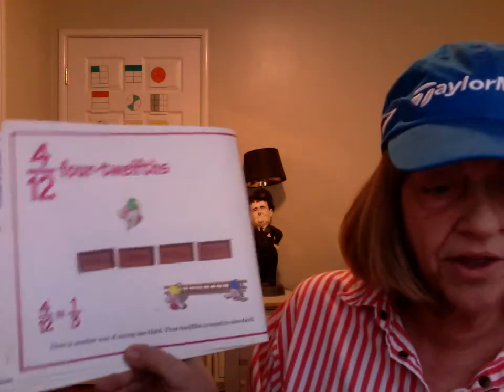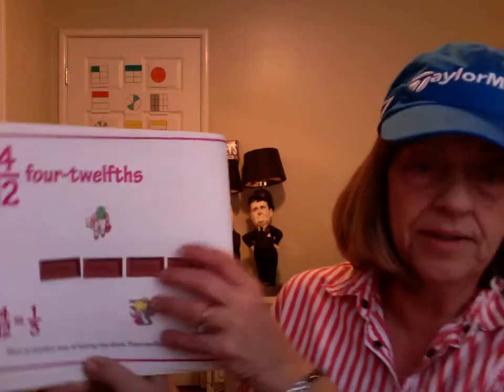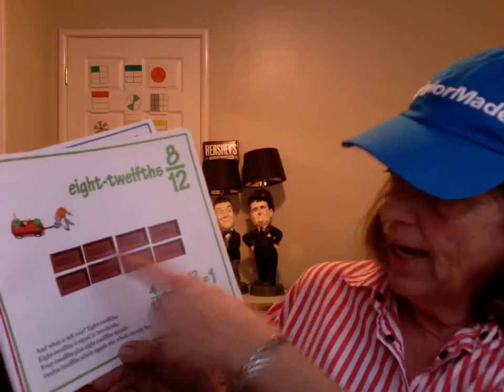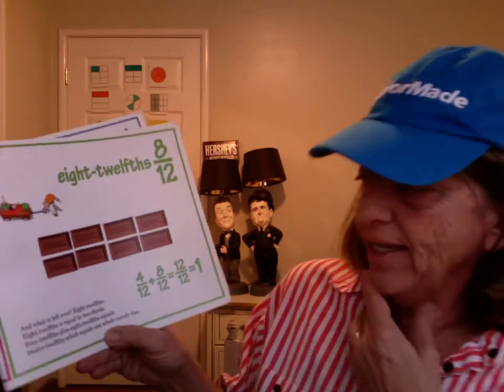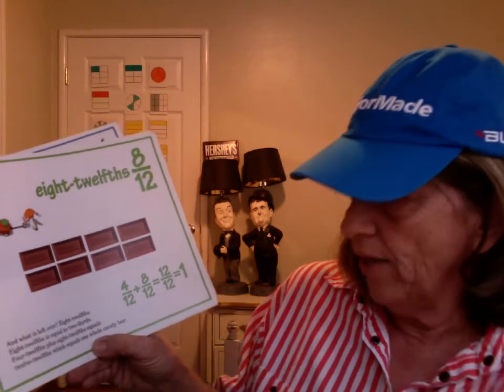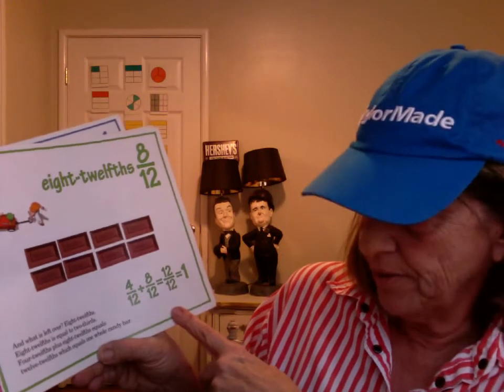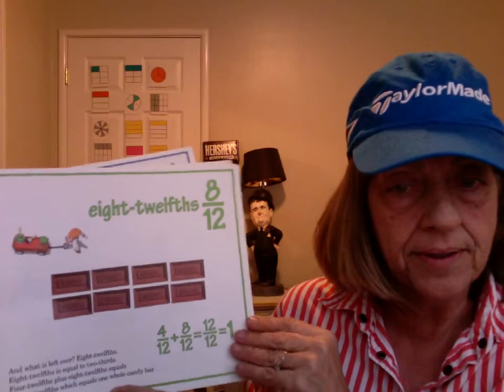Here's another way of saying 1/3. 4/12 is equal to 1/3. And what is left over? 8/12. 8/12 is equal to 2/3. 4/12 plus 8/12 equals 12/12, which equals 1 whole candy bar.